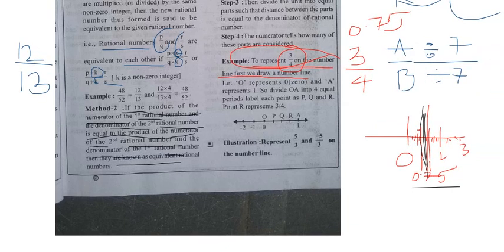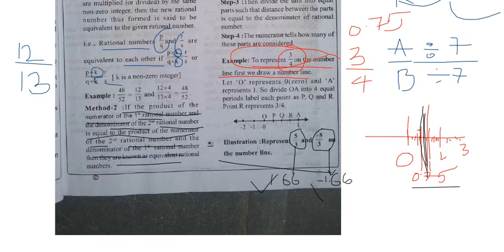represent 5 by 3 and minus 5 by 3 on the number line. First of all, just convert both numbers into decimals. For this number, what is the answer? 1.66, and this is minus 1.66. Yes, now can you represent them or not? Yes, this is minus 1.66. Both the numbers you can represent on the number line. Like this you have to do. Now see the next.